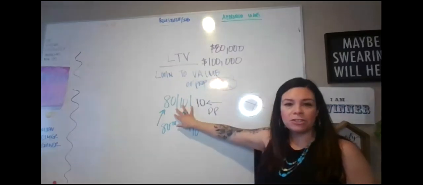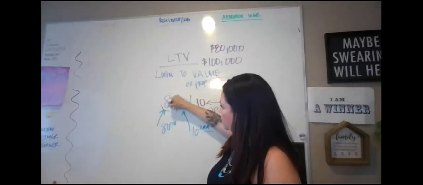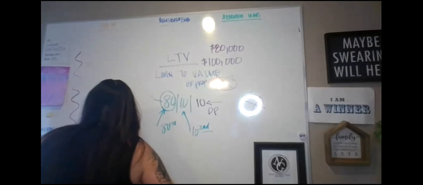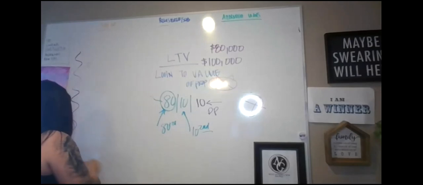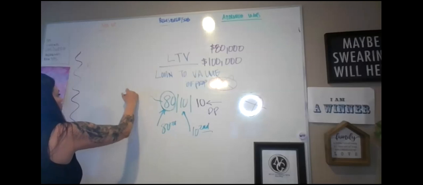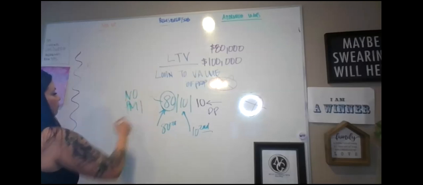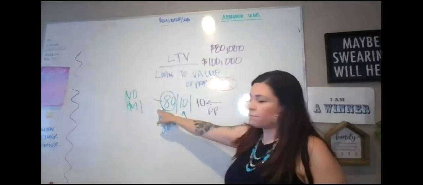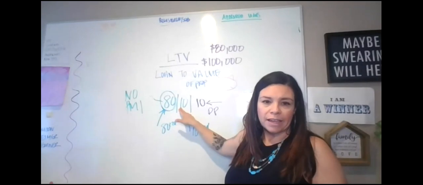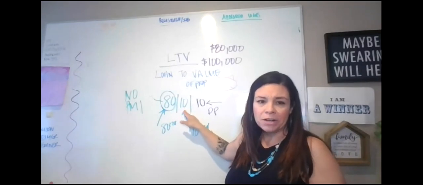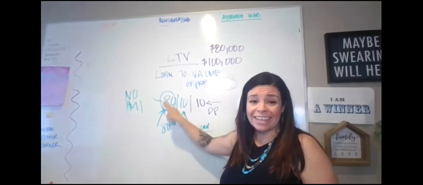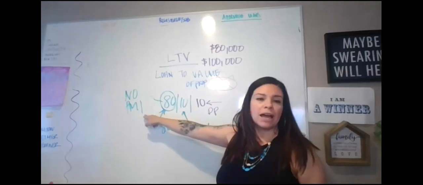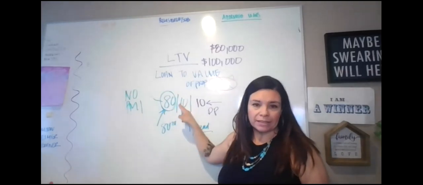Okay, so why would somebody do this? Well, what happens right here? No PMI. Okay, so you're going to take a first at 80% and a second lien at 10%. Even if this rate's higher, the total payment to do it like this versus 90% loan to value and PMI is still probably going to be less.